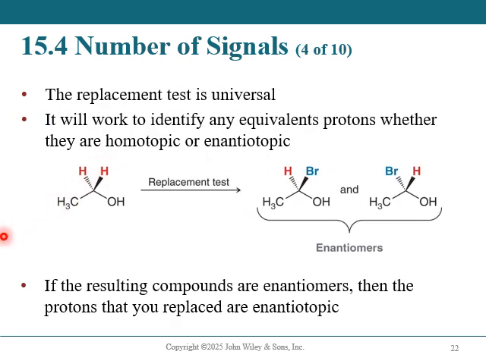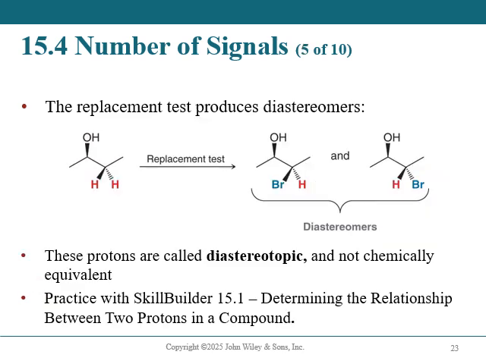The replacement test is universal, so we apply the same test that we saw for homotopic protons. It'll work to identify any equivalent protons, whether they are homotopic or enantiotopic. If the resulting compounds, instead of being the same, are enantiomers, then the protons that you replaced are enantiotopic. Now, if when you perform the replacement test you happen to produce diastereomers instead of enantiomers, then you can say that the protons are diastereotopic instead of enantiotopic, and they are not chemically equivalent.